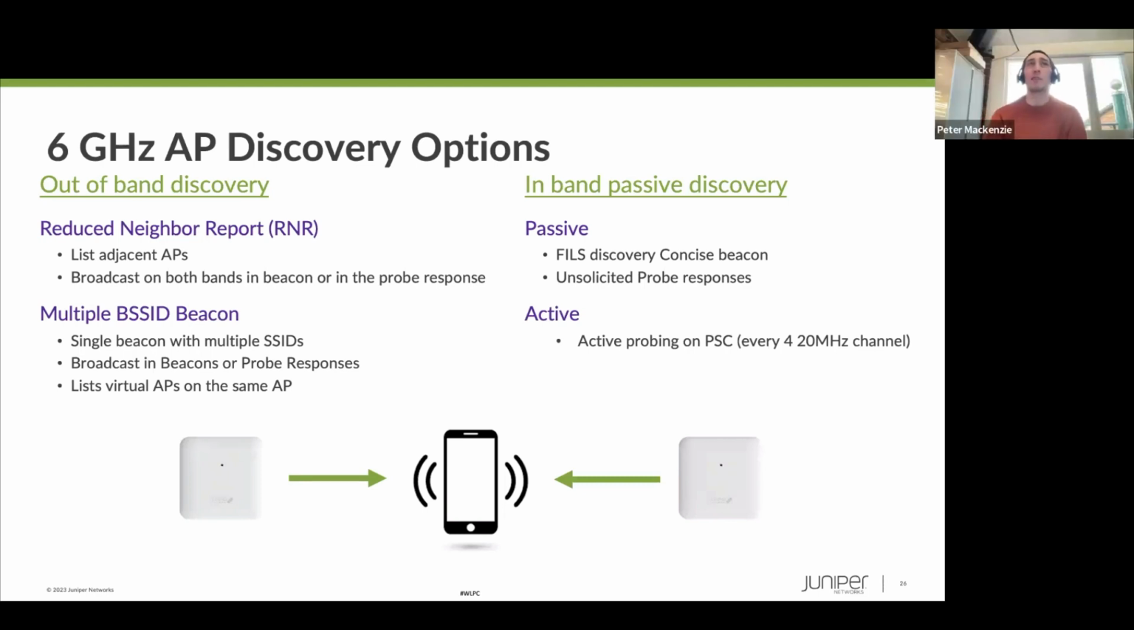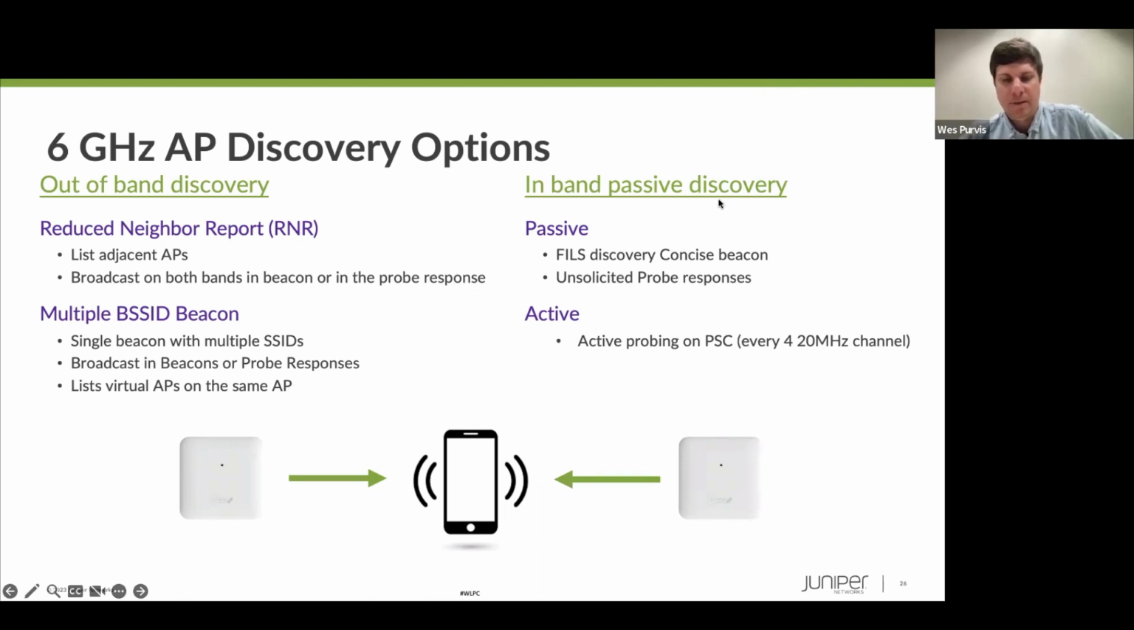It doesn't help with discovery from what I can tell, because it only advertises other SSIDs on the same radio. Right. So on a 5 gig SSID, you'll discover other 5 gig SSIDs, but not the 6 gig radios. Right. Yeah.